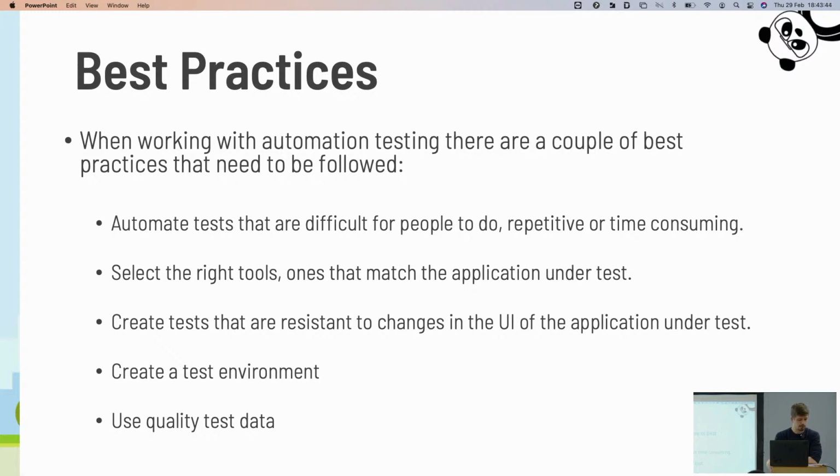You want to create tests that are resistant to changes in the application under test. So in our lab, I'll show you how we use some test IDs, just to make sure we select the right elements, and how other elements are quite breakable. And then you want to create a test environment where possible. So this is an environment where you can break things without affecting users or causing data corruption or downtime. And you want to use quality test data, so you want to use test data that is as similar to production data as possible.